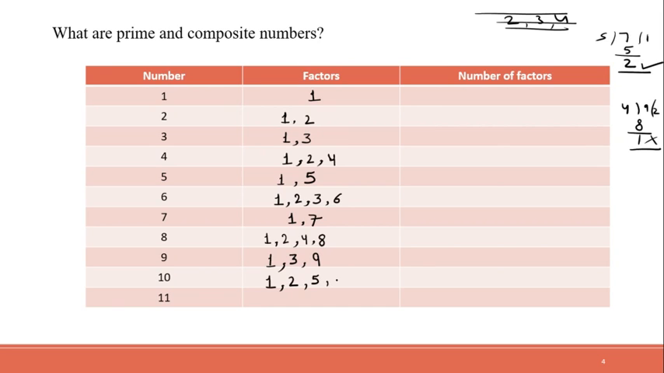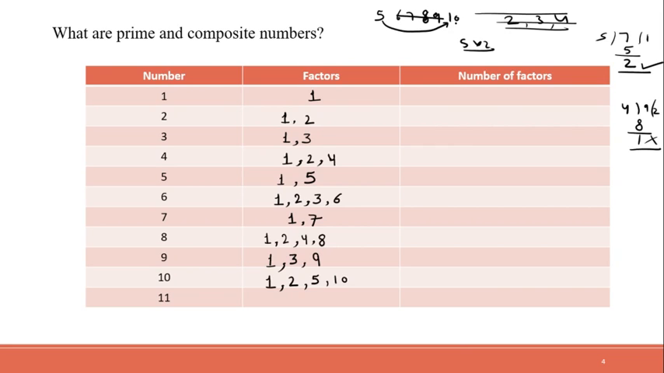Then after 5, only 10 will come because 6, 7, 8, 9 cannot divide 10 exactly. Got it? Only 5 can divide it. And then 10. Among 5, 6, 7, 8, 9, 10, only 5 will divide 10 exactly. 5 into 2 is 10. All other numbers will leave a remainder.